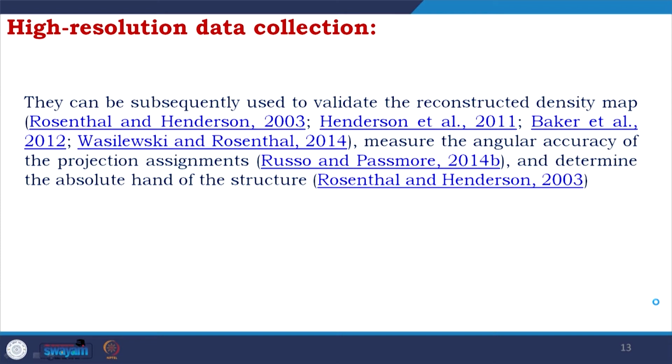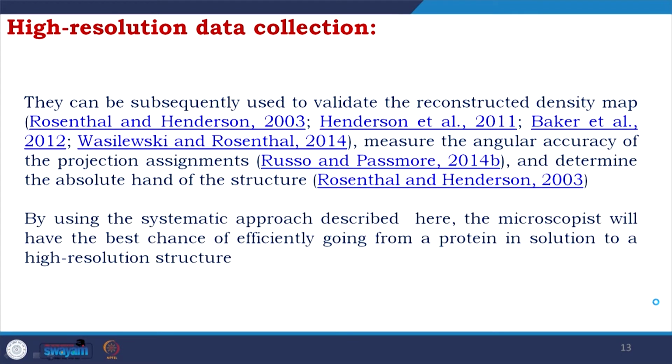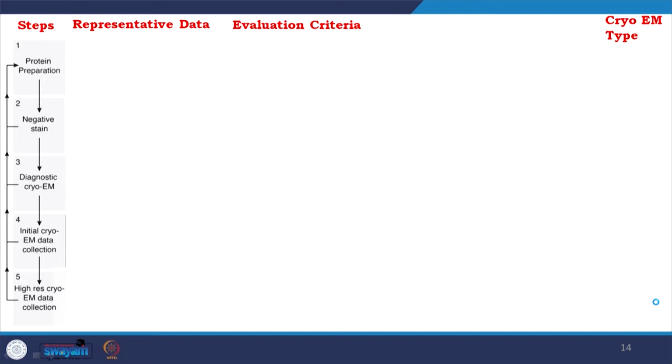We have given a lot of examples so that the interested reader should go through the literature. So, you have this density map and you have to validate the reconstructed density map, measure the angular accuracy of the projection assignment, because I will talk about in data analysis when you have 3D to 2D to again 3D, you get the projection, and determine the absolute hand of the structure. By using the systematic approach described here, the microscopist will have the best chance of efficiently going from a protein in solution to a high resolution structure.